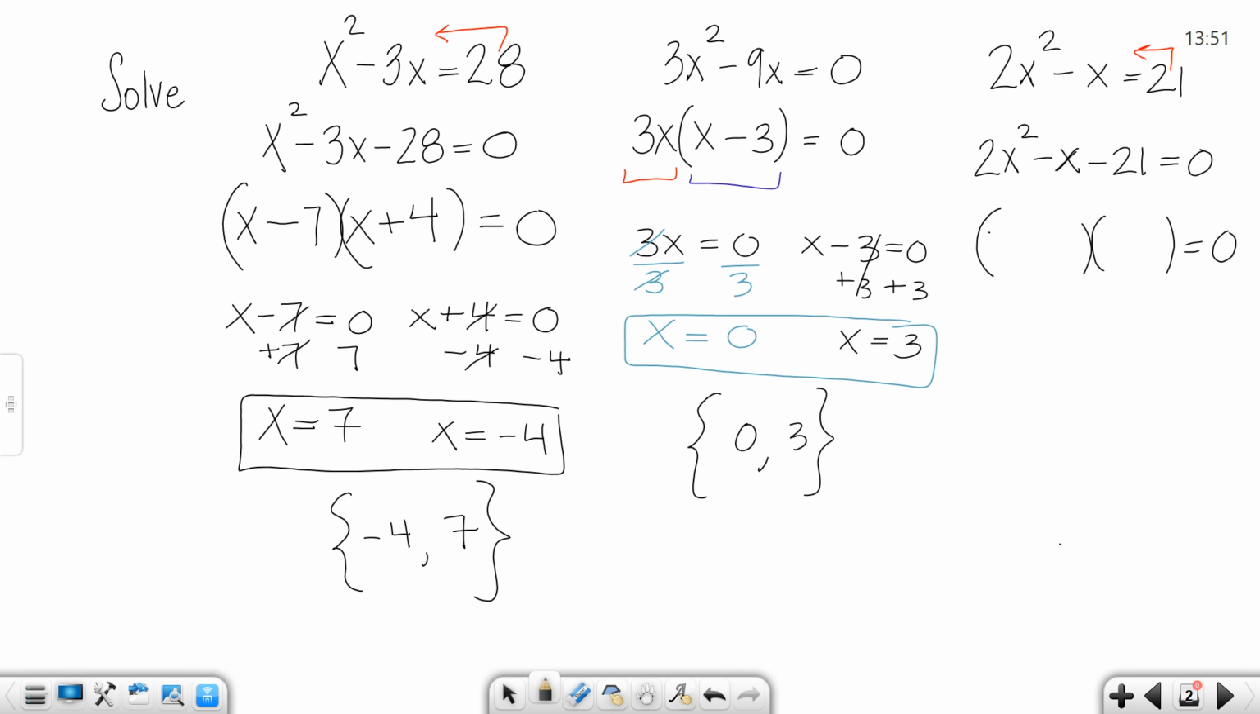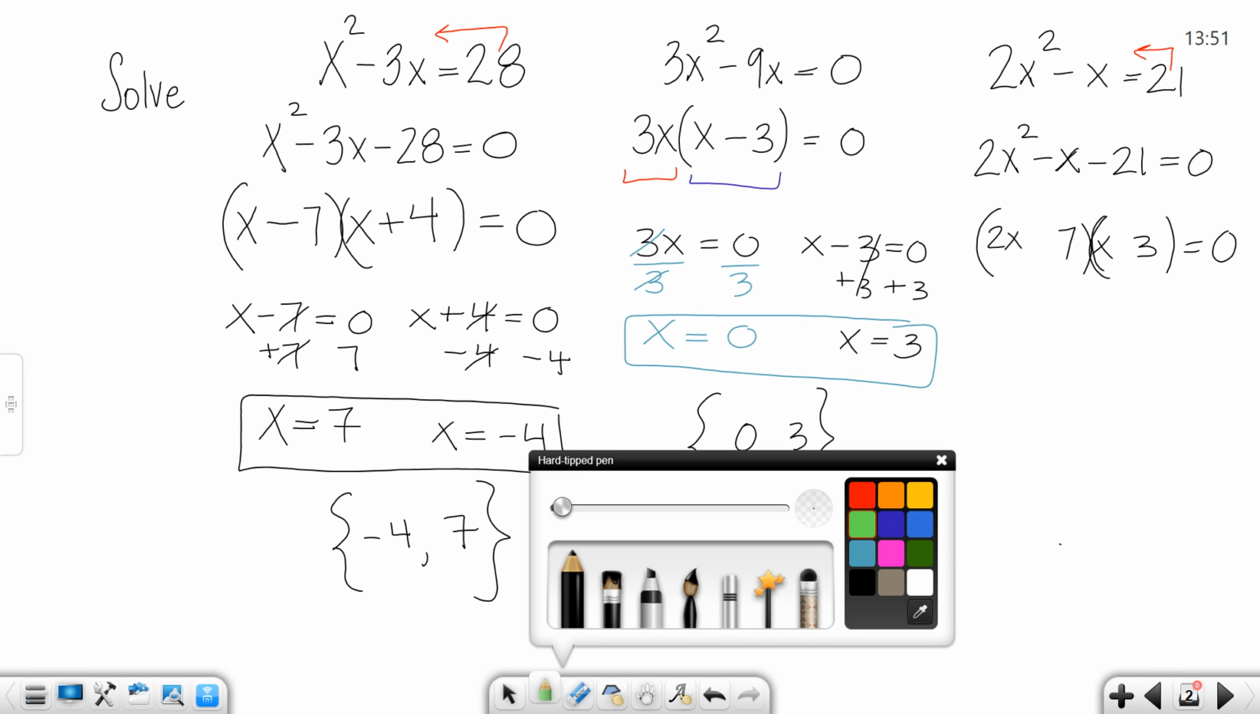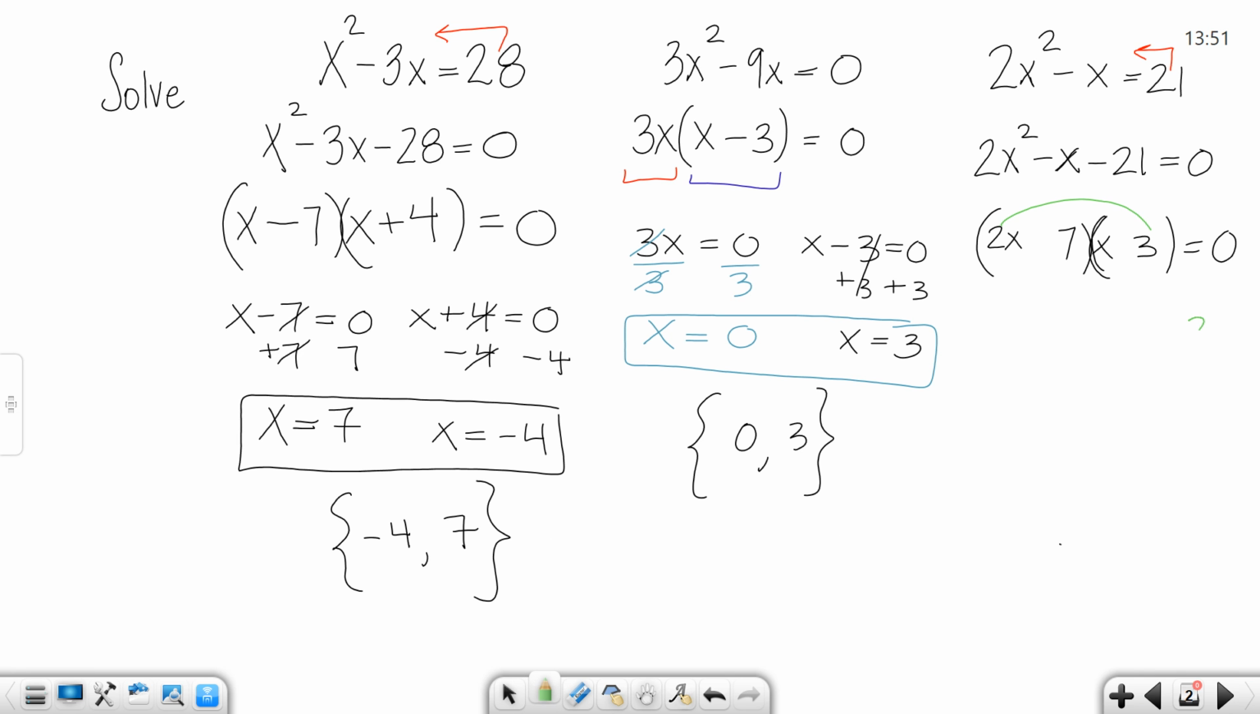So my choices for 2x squared are going to be 2x times x. And the choices that I'm going to use for 21 are going to be 7 and 3. I don't know if it works or not. I'm going to try it. So when I try it, this little rainbow right here gives me a 2x. And this rainbow right here gives me a 7x.